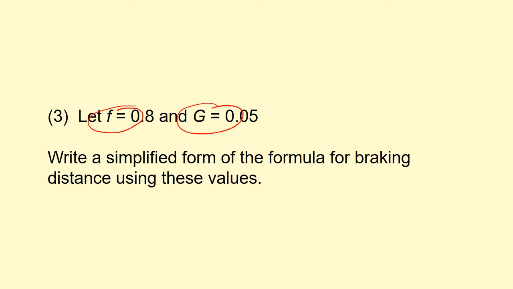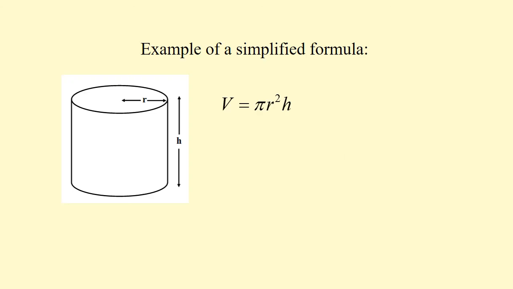So let me give you an example of a simplified formula. Here is something that has nothing to do with braking distance, but what it will help us do is look at how to go about simplifying a formula. What this formula right here does is it calculates the volume of a cylinder. So if you know the height and the radius of a cylinder, you can plug it into this formula and come up with the volume. So let's suppose that we want a cylinder that has a height of 11.